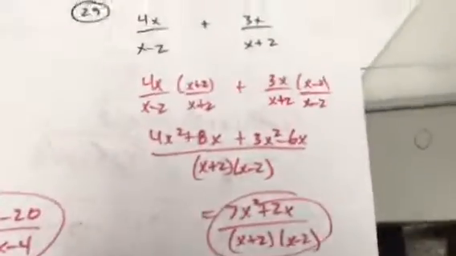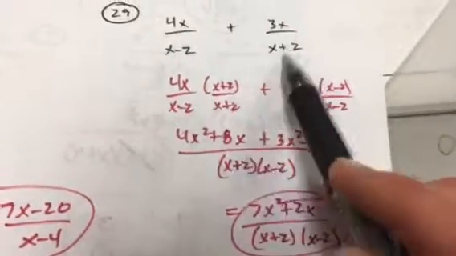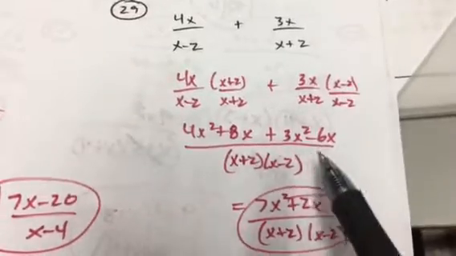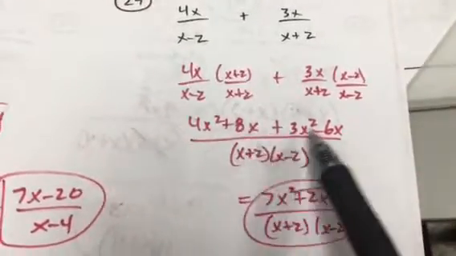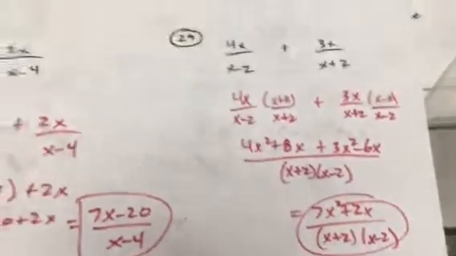Don't forget the denominator. If this has the x minus 2, then it needs the other. It needs the x plus 2. If this has the x plus 2, it needs the other. It needs the x minus 2. Use distribution. All right, like we have here. Combine like terms. That's your answer.